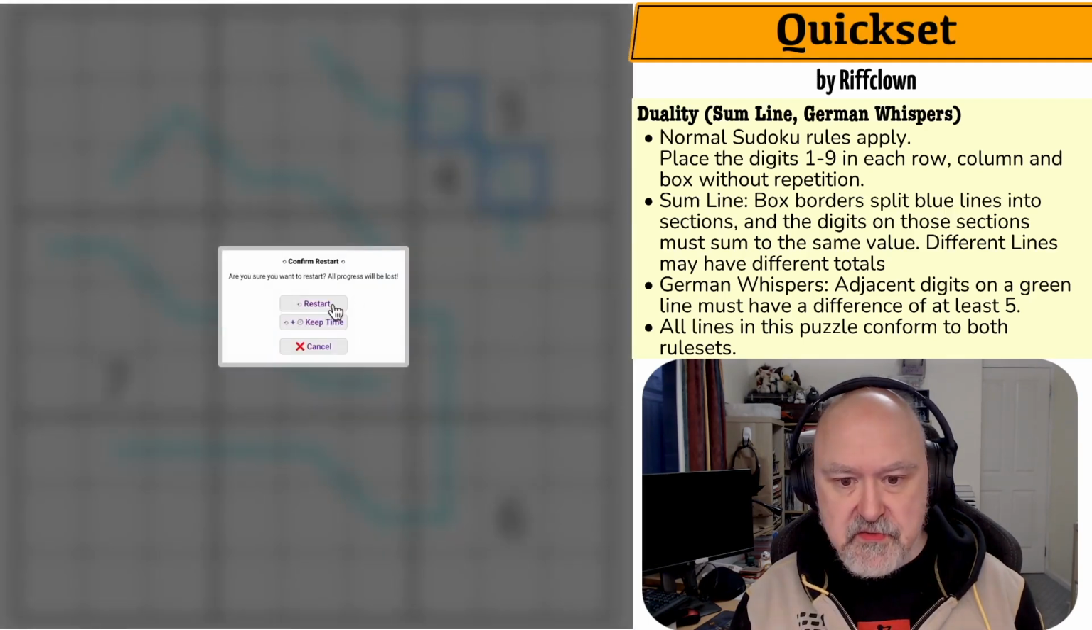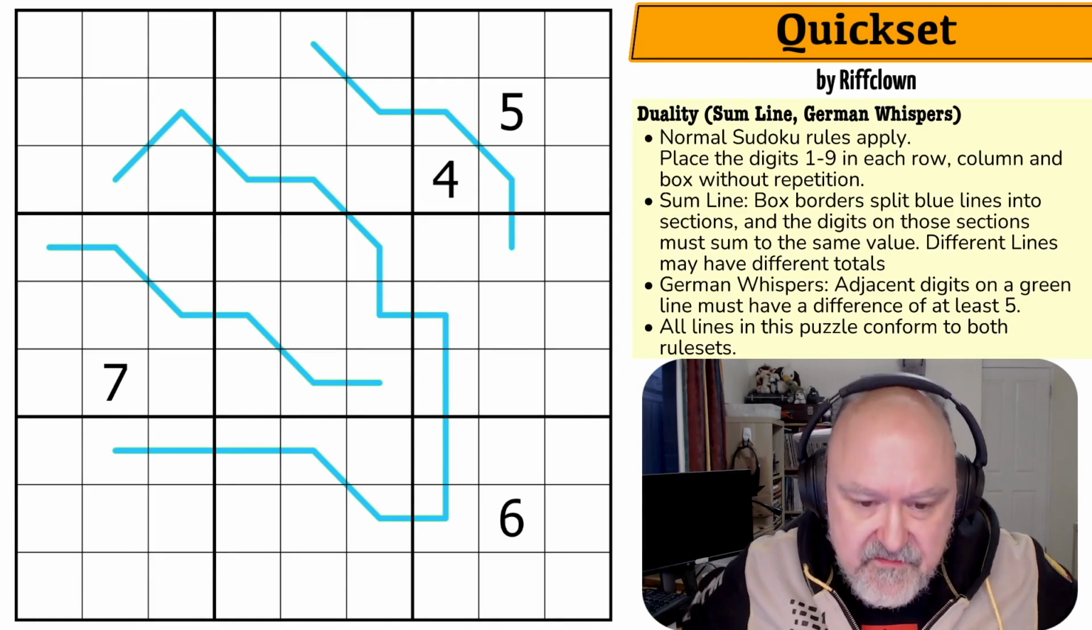I'm going to restart the puzzle to restart my timer. Let's give this a shot.